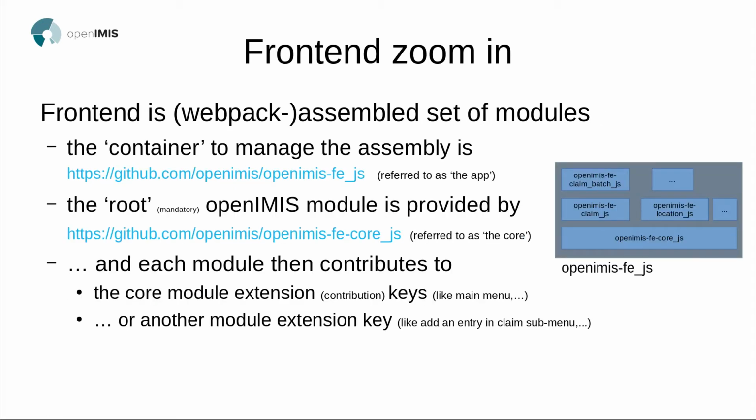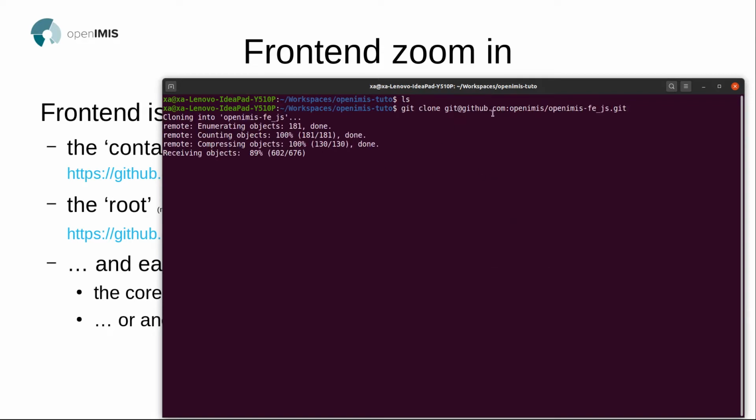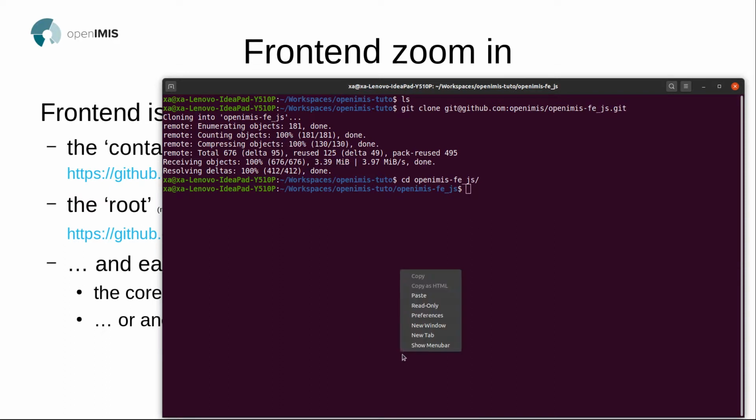Let's zoom now in the front-end web application. The front-end is an assembly of modules, so it first requires a container to manage the assembly itself. This container is provided by the openIMIS FE frontend_js GitHub repo. So let's clone this repo in an empty local directory. You can here use the HTTP access if you like to. For this tutorial, I will switch to the Develop branch.